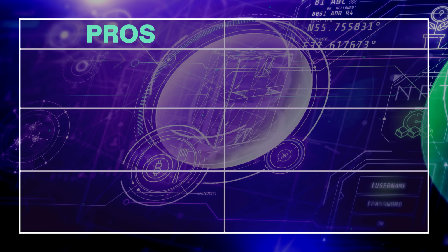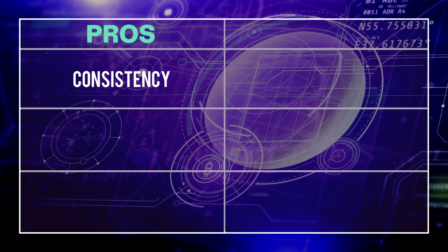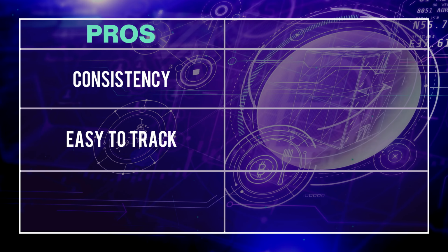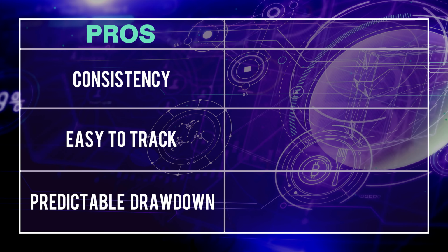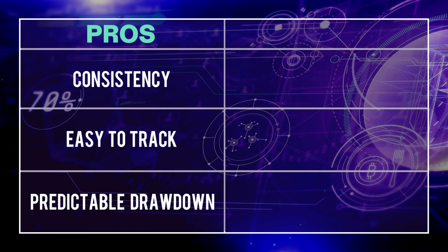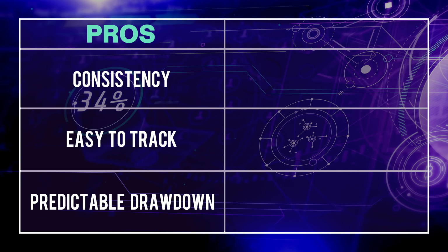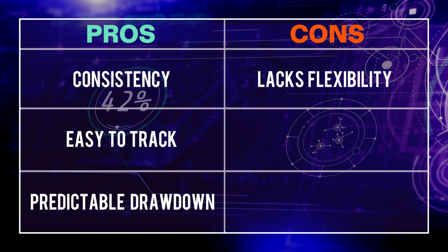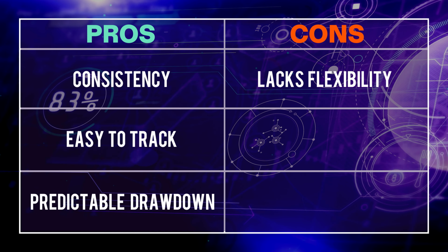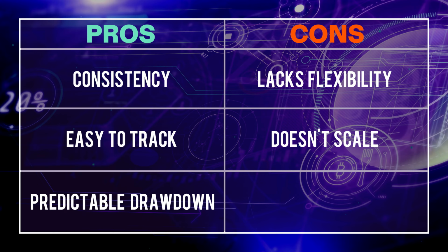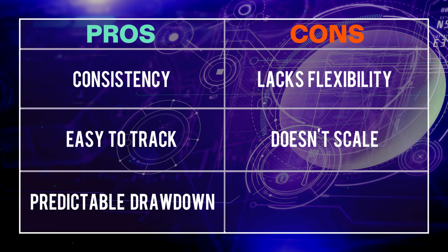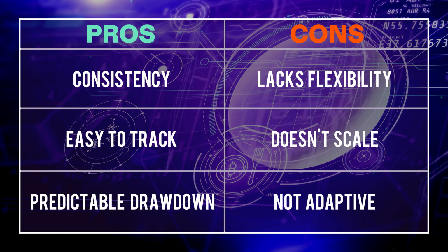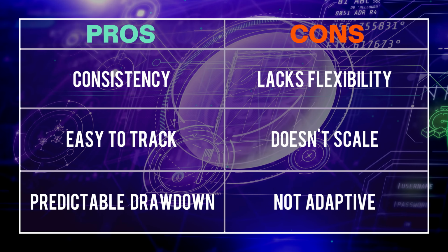The pros of this style are consistency, the fact that it's easy to track, and that it has predictable drawdowns. When you lose, you'll set back a predefined amount that's not too damaging. The cons of this style are that it lacks flexibility. It also doesn't scale with account growth, so you'll have to manually adjust risk as you go, and that it's not adaptive to market conditions.